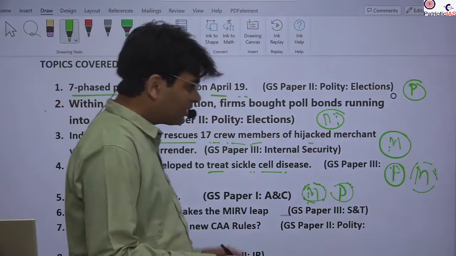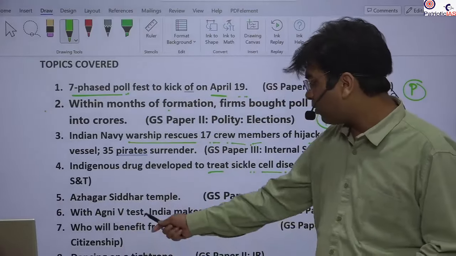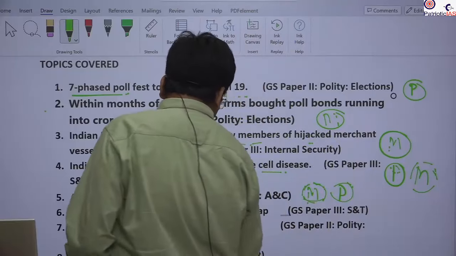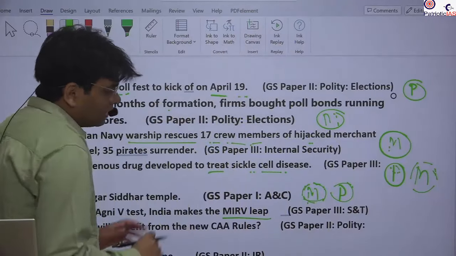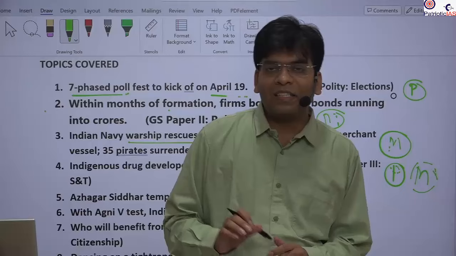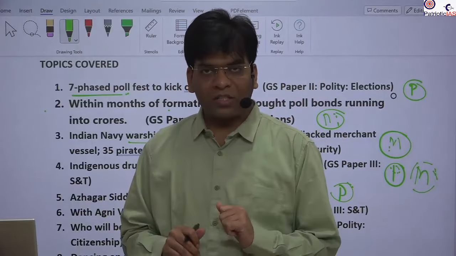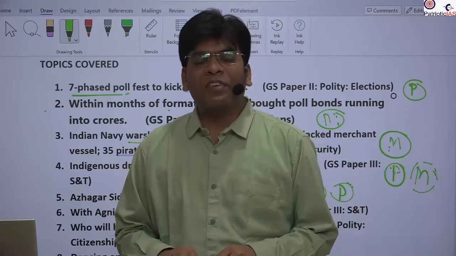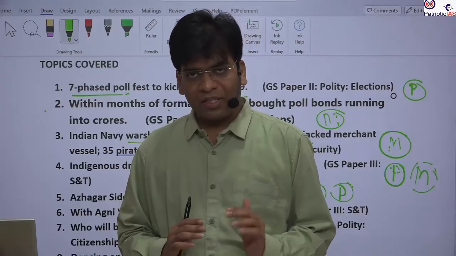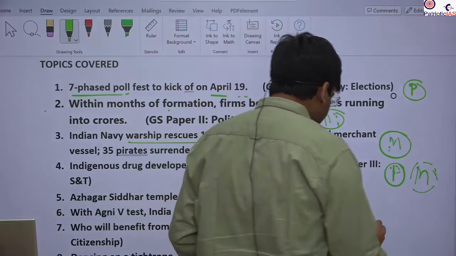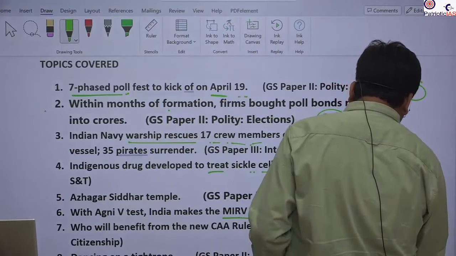Then we will study, and this is very important news, the Agni 5 test, which has MIRV technology. What is this? Under this there will be multiple target attacks with one launch. Okay, and there is the feature of re-entry of this missile into the atmosphere again. So it will be for the mains as well as for the prelims.